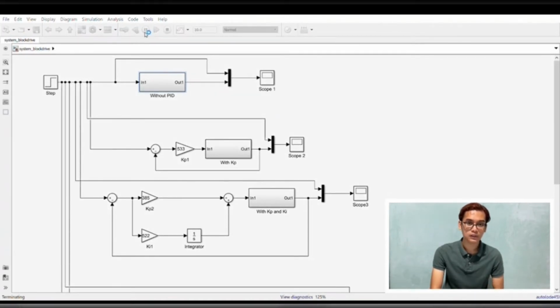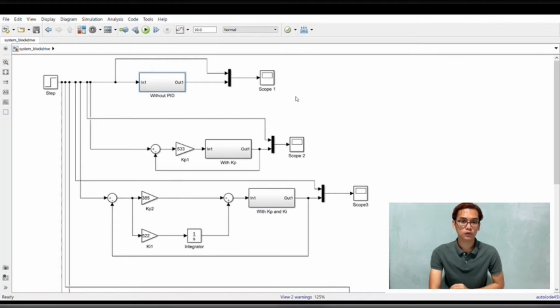I have run our simulation. Now we can see this is the input that we need, the desired input, and this scope is used to see the desired input and the actual output of this DC motor.